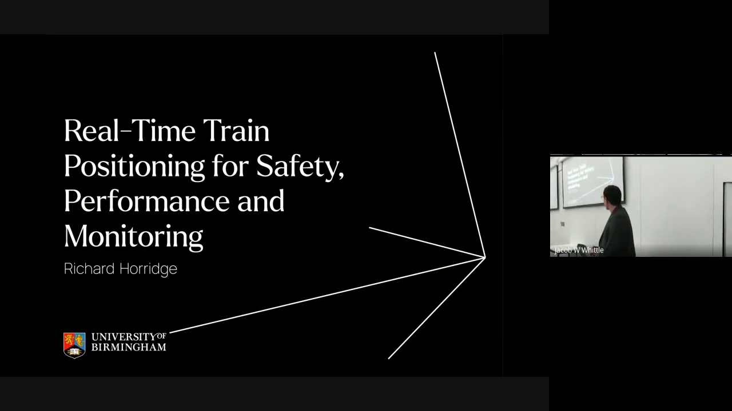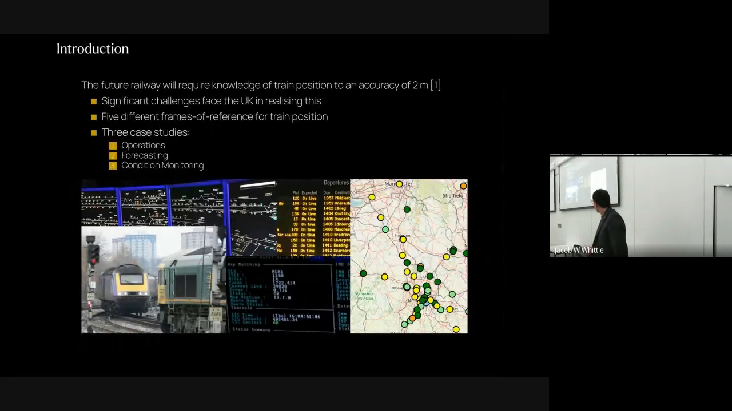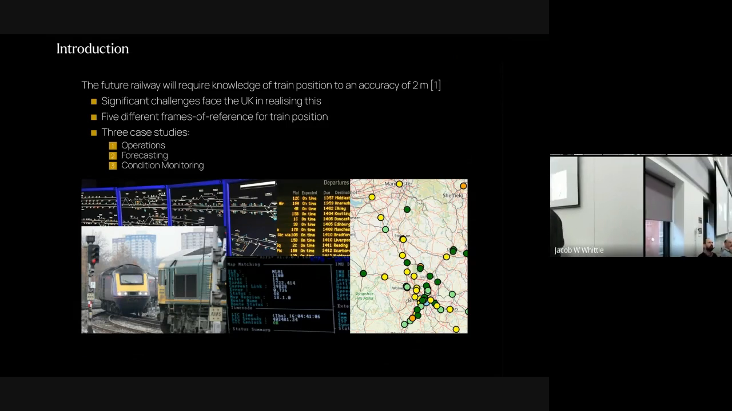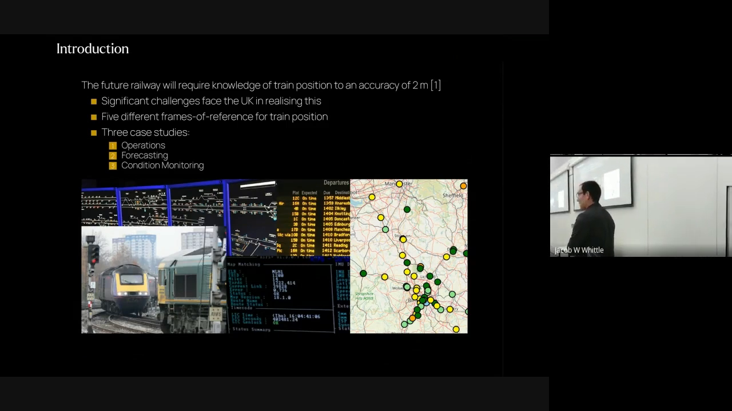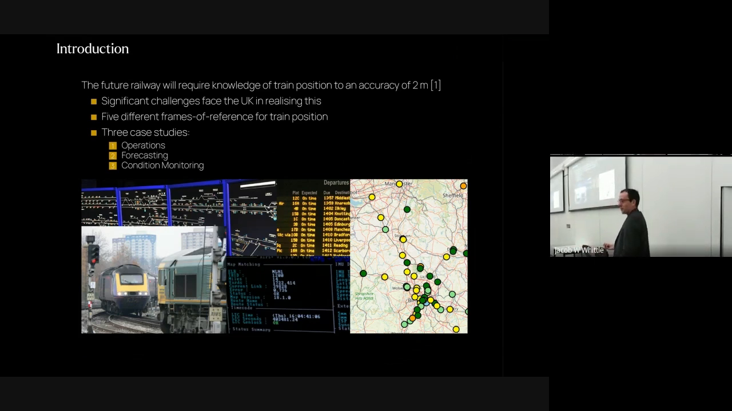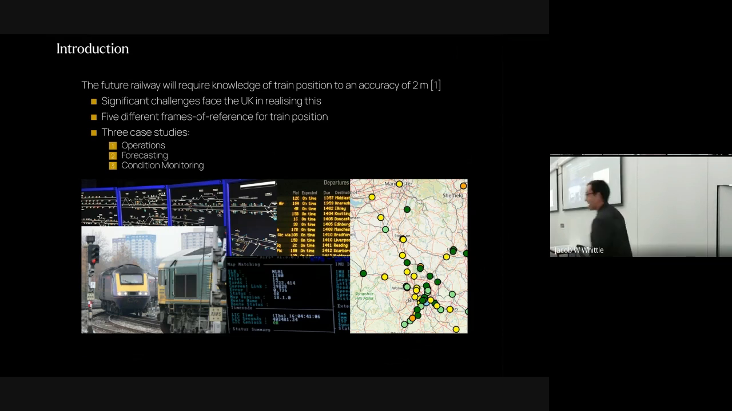As Richard said, I'm going to talk about real-time train positioning. First of all, the UK has big challenges in achieving the goal of accurate real-time knowledge of train positioning. And first, I want to talk about what we actually mean by real-time. People that have worked with real-time embedded systems will probably cringe, but in the UK, we timetable trains to the nearest 30 seconds. So anything less than 30 seconds is real-time, as far as I'm concerned.